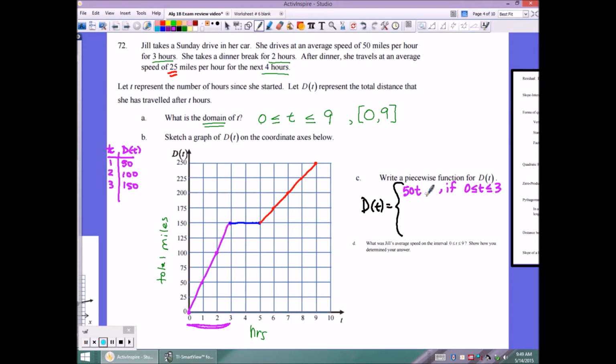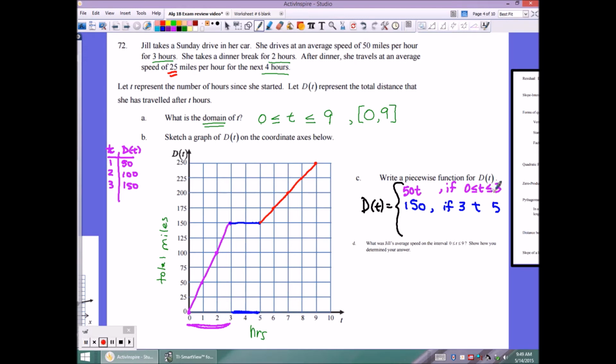The second equation is just a flat line, right? We stay at 150. It's not changing at all. So y equals 150. It just is what it is. If t is between 3 and 5, right? So we stop for dinner between 3 o'clock and 5 o'clock. So for 2 hours, we're stopped.